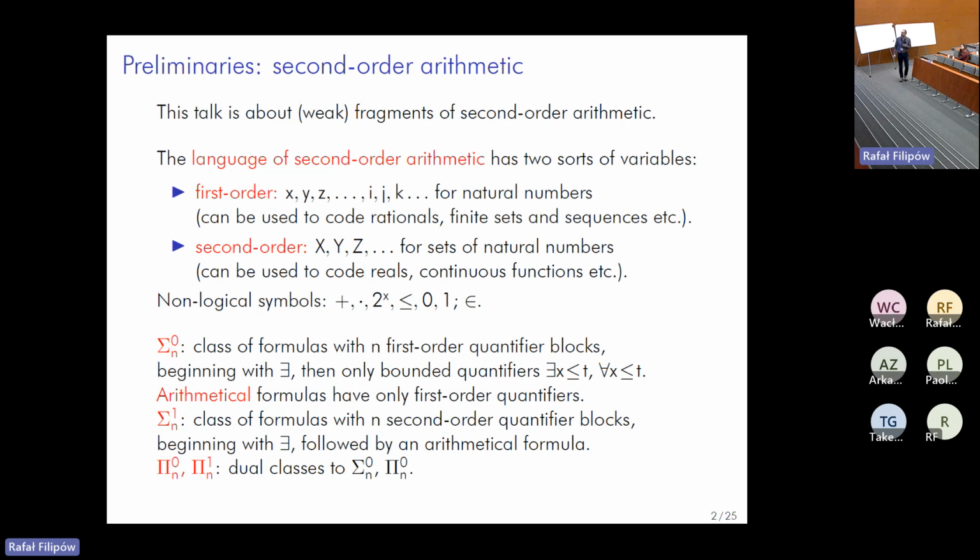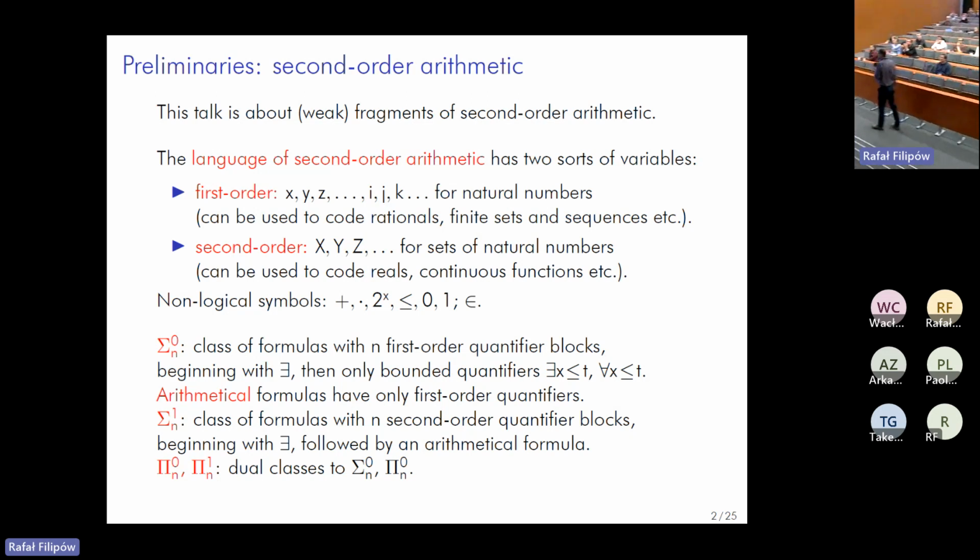The non-logical symbols are pretty obvious. We have the usual arithmetical operations on the numbers. I want to have 2^x in the language just to not bother explaining when it's needed and when it's not. And there's just one symbol relating the first and second order objects. A number can belong to a set. That's it.